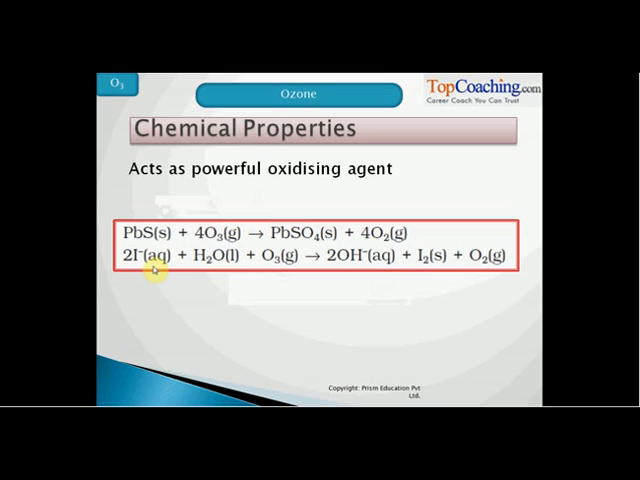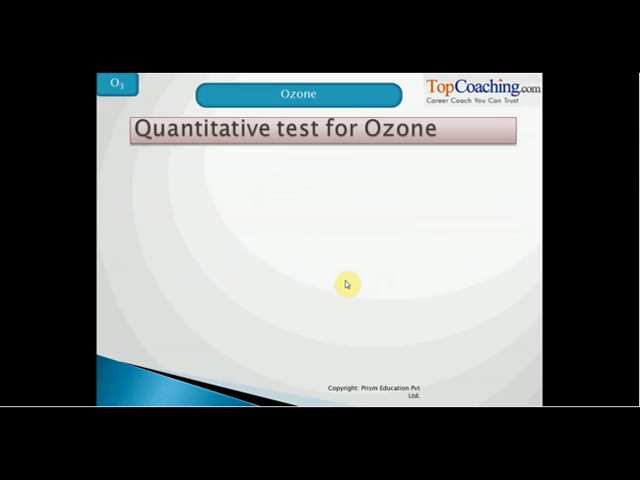Similarly, iodide ions in an aqueous solution, as soon as they react with ozone, iodine gas is what we get. Liberated iodine is used to perform a quantitative test for ozone. Let us see how.